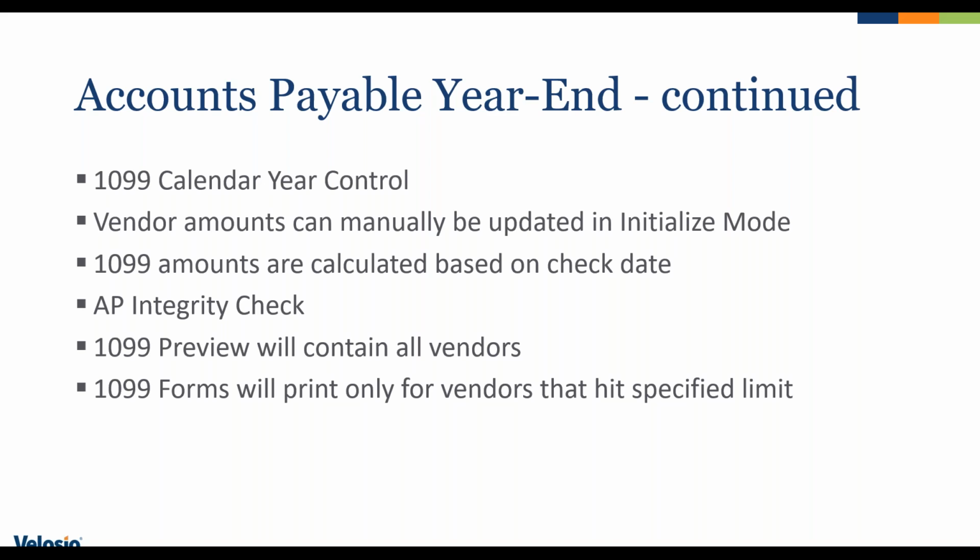There's a 1099 preview report in Accounts Payable. This report is going to show all vendors that are marked as 1099 vendors, regardless of the amounts that have been paid to them. They may not have had any amounts paid to them. If they're set up as a 1099 vendor, they're going to be on the 1099 preview report. The 1099 forms report, however, is only going to print forms for those vendors that have hit the limit and require a form to be printed for them. So just please be aware of the differences between the two of those.